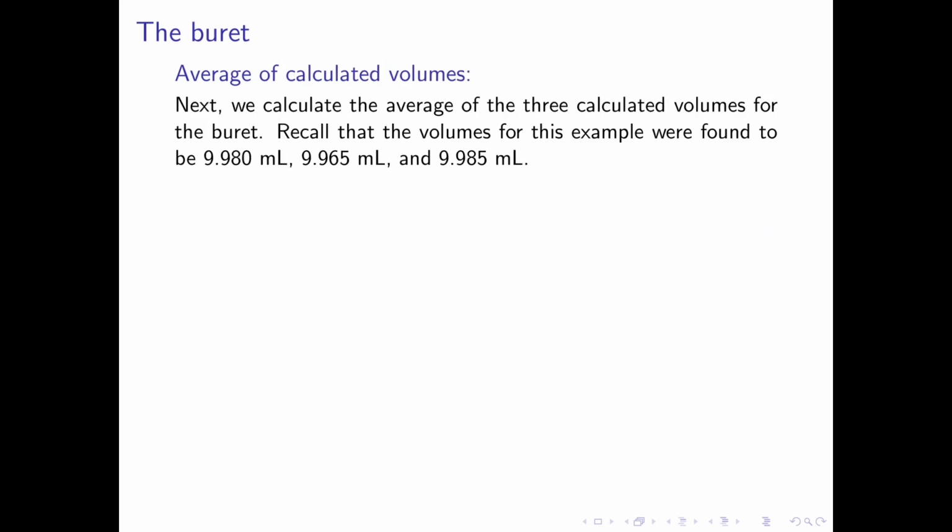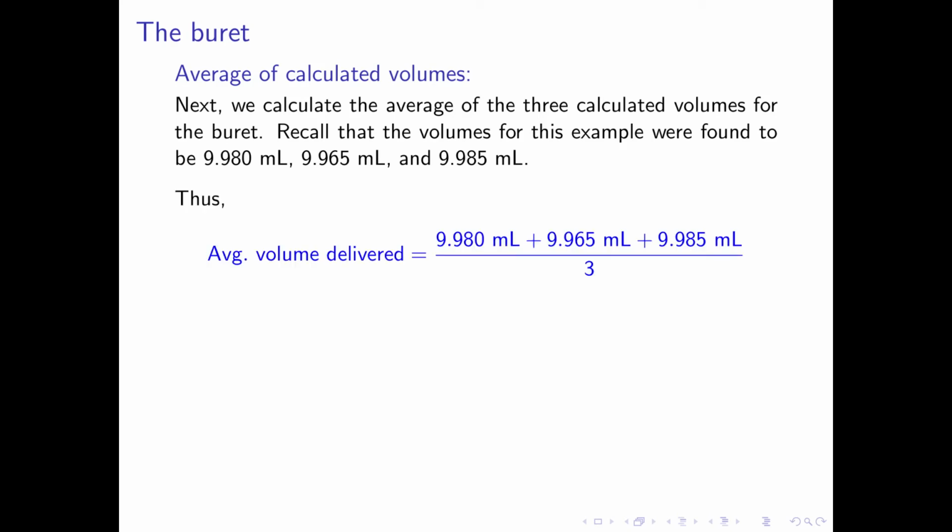Now we can calculate the average of the volumes delivered as determined from the masses. Recall that the volumes for this example were found to be 9.980 milliliters, 9.965 milliliters, and 9.985 milliliters. Therefore, the average volume delivered is equal to 9.980 milliliters plus 9.965 milliliters plus 9.985 milliliters divided by 3, which is equal to 29.980 milliliters divided by 3, or an average volume of 9.993 milliliters.